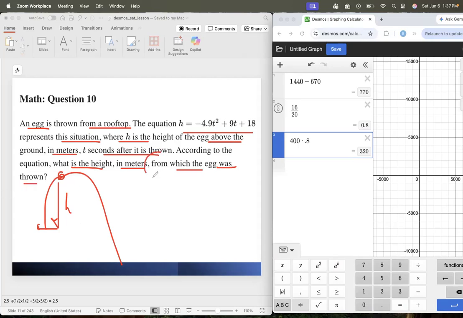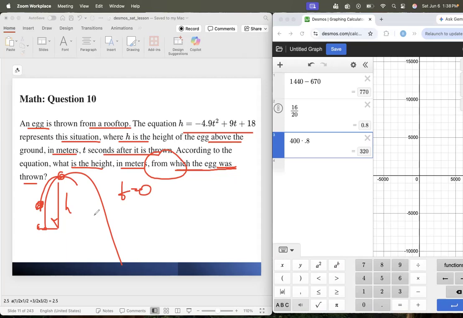Look at it. This is the keyword, from which the egg was thrown. That's the time when the egg was thrown. At t is equal to 0, it's asking you initially when it was thrown, what was the height? T is equal to 0. This is something like you have to conceptualize it. It did not ask you for the maximum. It's asking you the height from which it was thrown. We don't know. Was it thrown right at the bottom or here? The guy who's holding it is holding it here and throw it.